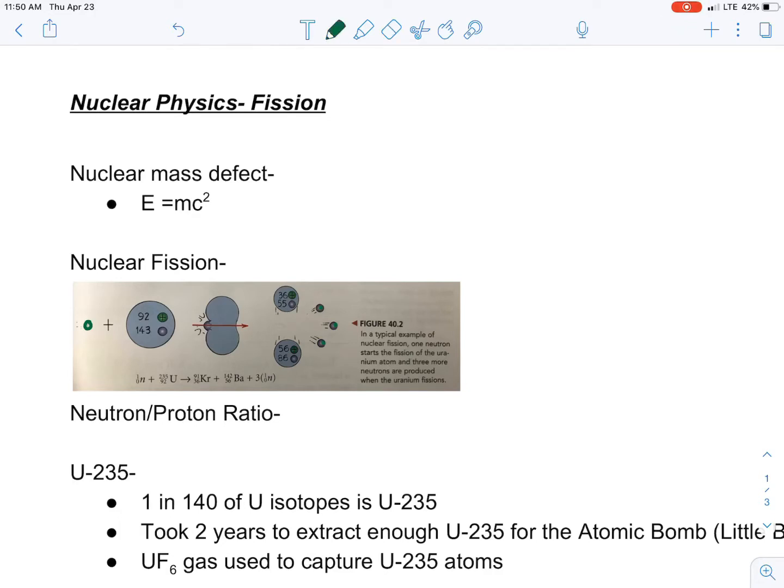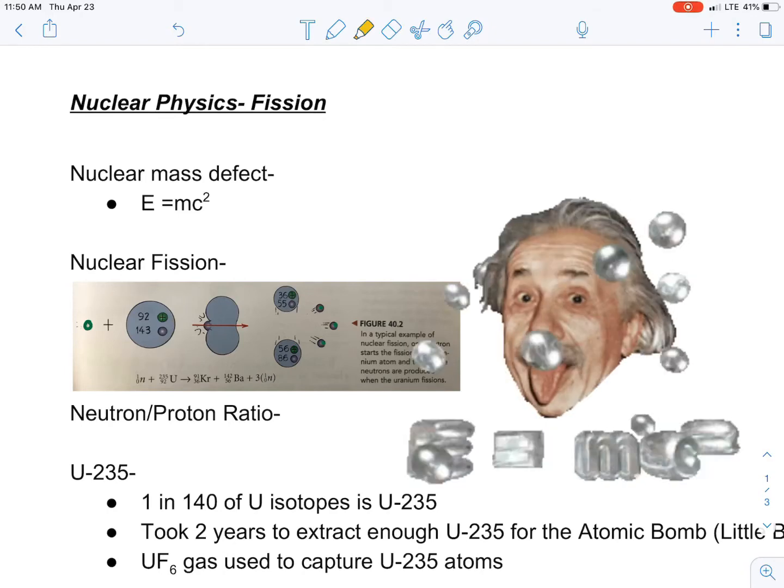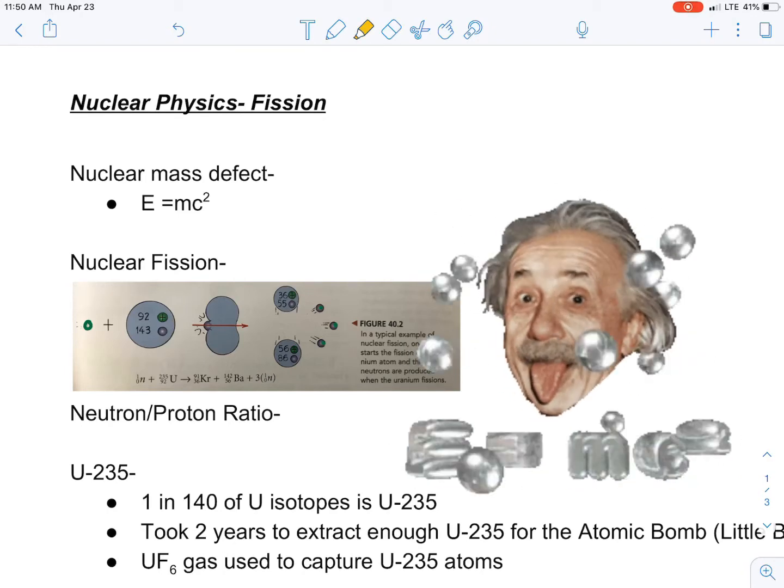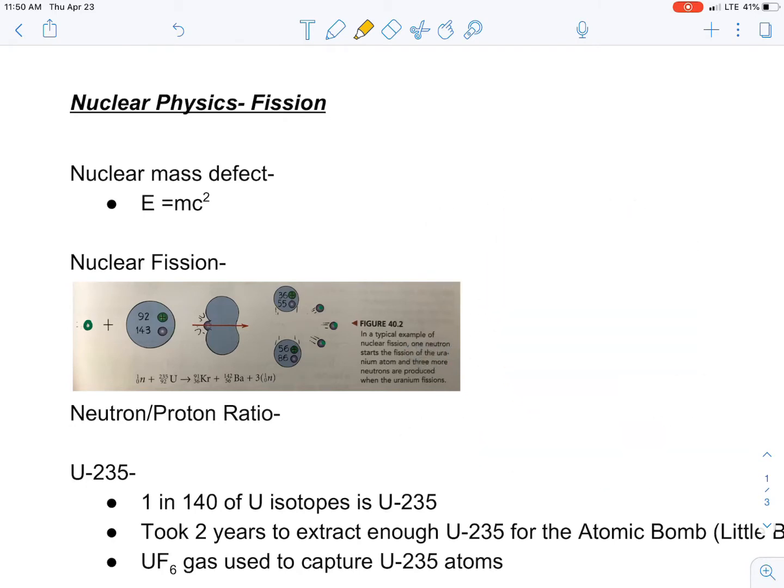Okay, so first of all, nuclear mass defect. Nuclear mass defect is what a lot of people wait their whole lives to hear about in science class because it is the m of E equals mc squared. Now, everybody in this class probably already knows that E stands for energy, and we know that m stands for mass, and we know that c is the speed of light.